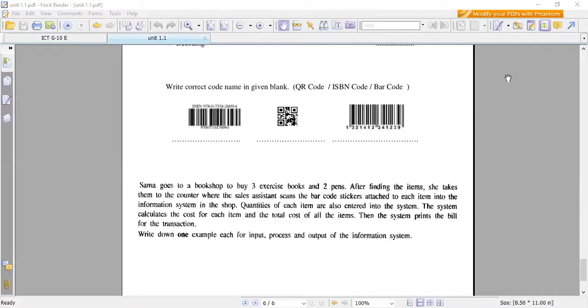Now here we'll find out what the inputs are first. The barcode sticker is scanned, so the barcode is the input. Even without scanning, you can write barcode. Then quantities. Those are the inputs.